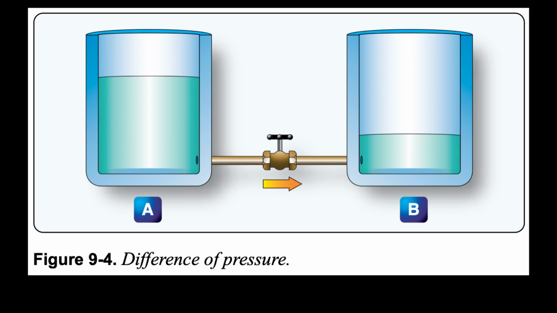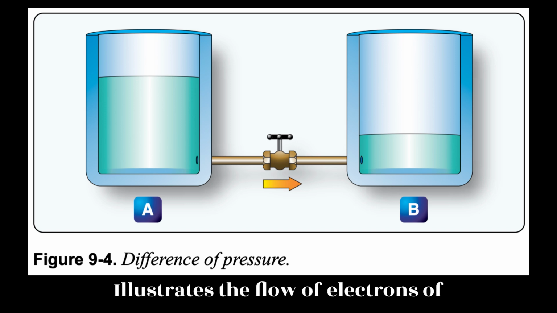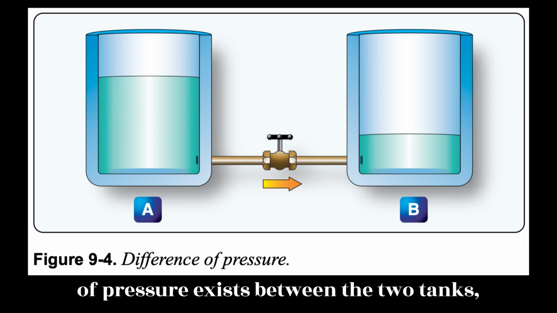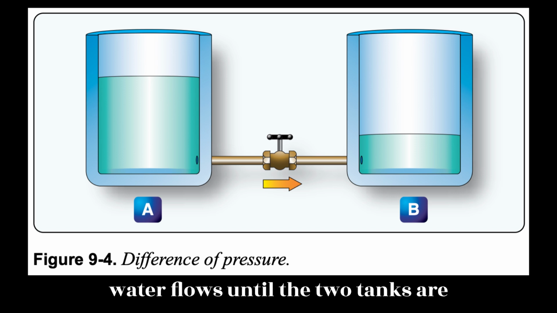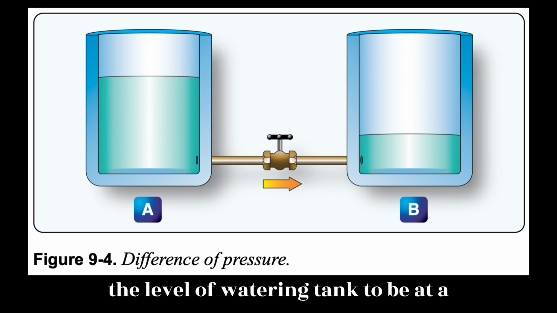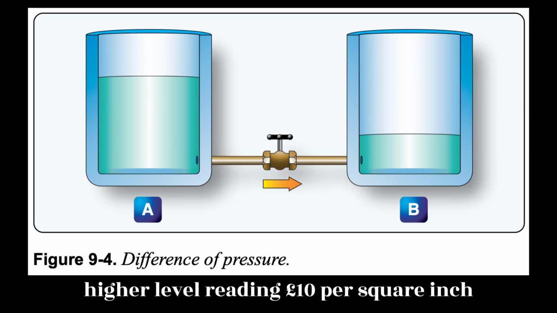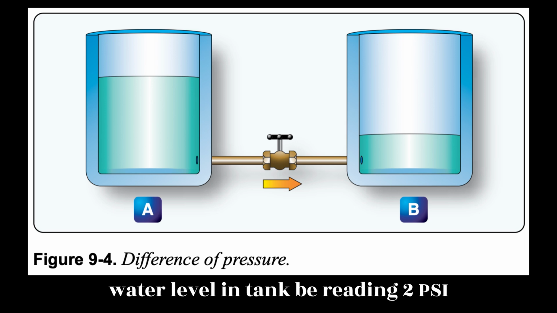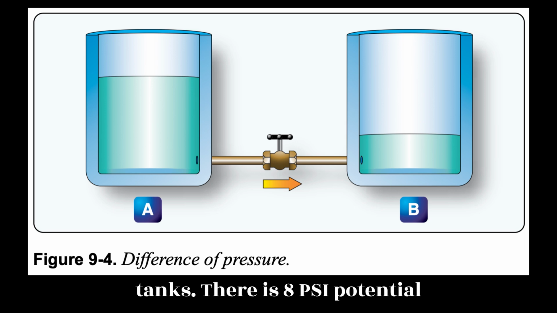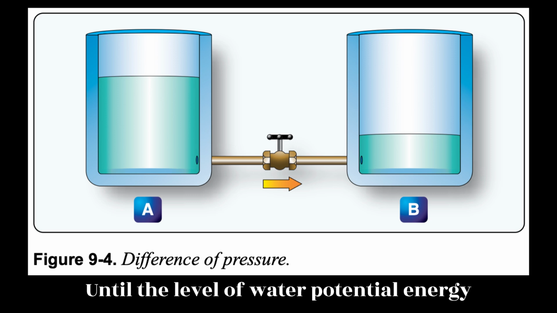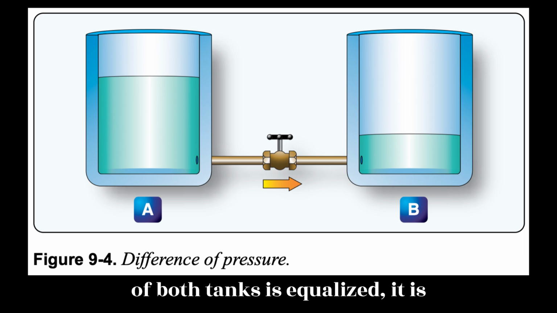Figure 9.4 illustrates the flow of electrons of electric current. Two interconnected water tanks demonstrate that when a difference of pressure exists between the two tanks, water flows until the two tanks are equalized. Figure 9.4 shows the level of water in tank A to be at a higher level, reading 10 pounds per square inch, psi, higher potential energy, than the water level in tank B, reading 2 psi, lower potential energy. Between the two tanks, there is 8 psi potential difference. If the valve in the interconnecting line between the tanks is opened, water flows from tank A into tank B until the level of water, potential energy, of both tanks is equalized.